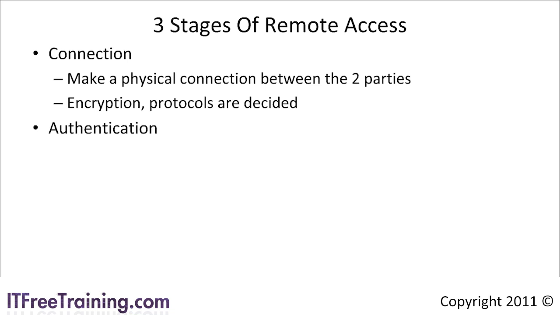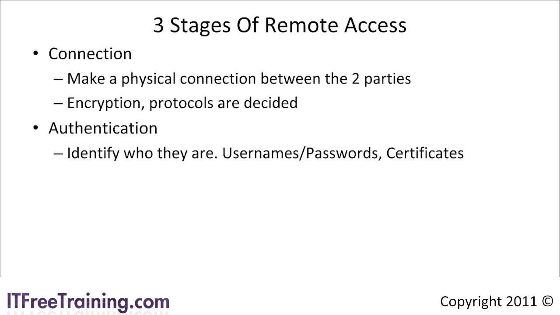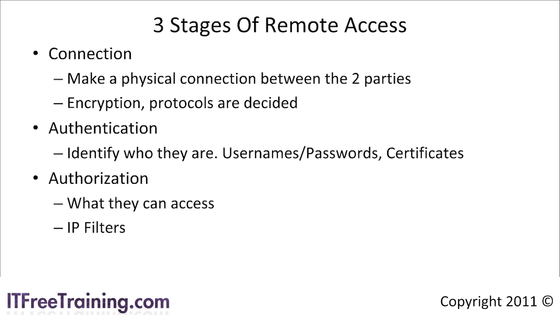The authentication stage identifies whom the connection is being made by. Typically, the connection is identified by username and password or certificates. You could, however, use IP addresses as well, but this is seen as not being very secure. The last stage of remote access is authorization. Authorization determines what can be accessed. This is done through IP filters, which either allow or block connections to certain IP addresses, and NTFS permissions, which block or allow access to files.